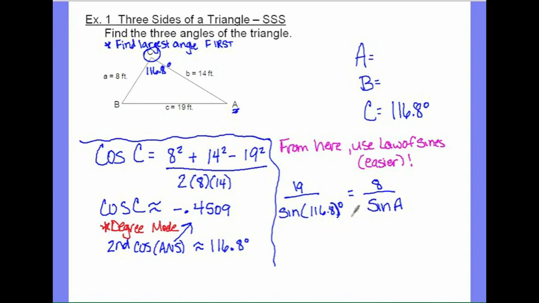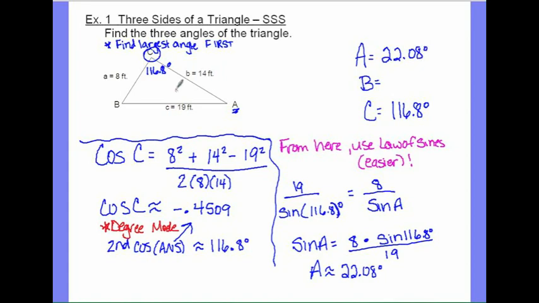Well, think about what you did when you did law of sines. I'm going to kind of skip a step. Hopefully we're to that point where you can skip a step here. This is going to end up being sine of A is going to equal 8 times sine of 116.8 degrees divided by 19. Because you'll have to multiply these together and then divide by 19. And since you're looking for an angle, you're going to have to do second sine of whatever this answer is. And A is going to be approximately 22.08 degrees.